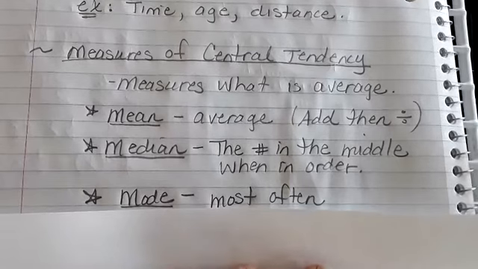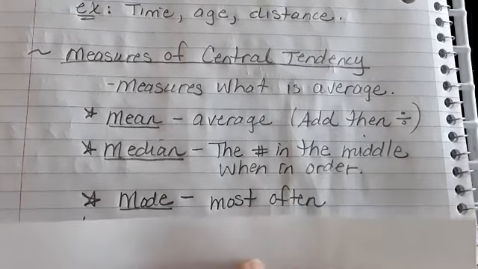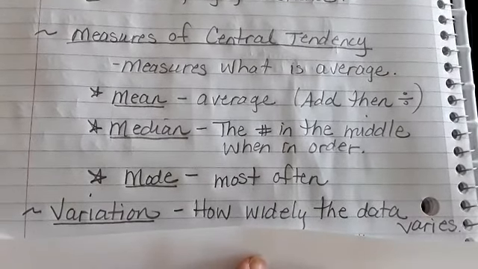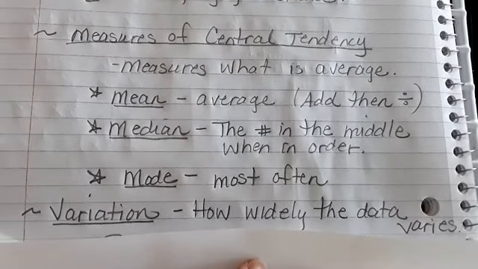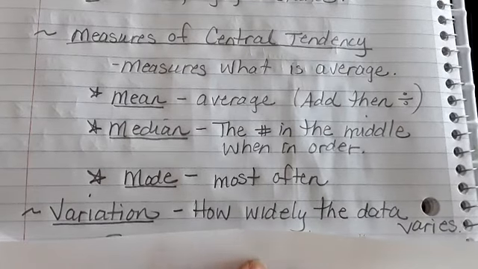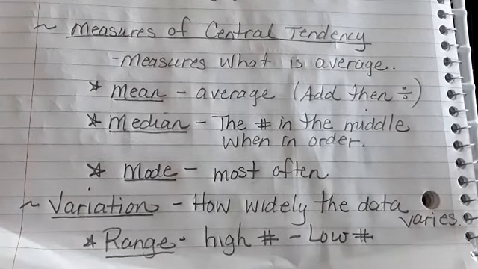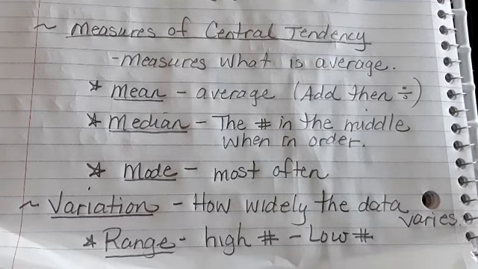So another term you need to be familiar with is variation, and that is how widely your data varies. So a term that typically goes with mean, median, and mode is your range. And your range is telling you how widely your data is varying, because your range is your high number minus your low number. So again, pause when you need to and get this written out, because we'll go on and do some examples using the mean, median, and mode, but we're going to focus on median.